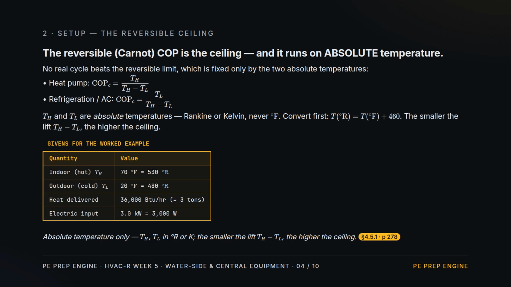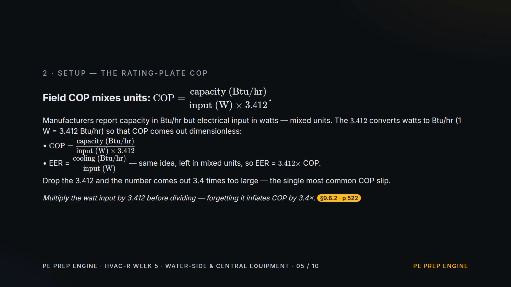Our givens: 70 inside, 20 outside, delivering 36,000 BTU per hour, 3 tons, on 3 kilowatts. One unit trap before we solve. Rating plates give capacity in BTU per hour, but input in watts, mixed units. The factor 3.412 converts watts to BTU per hour, so COP comes out dimensionless. Capacity over input watts times 3.412. EER is the same ratio left in mixed units, so EER is 3.412 times COP. Forget the factor, and your COP is about 3.5 times too big.